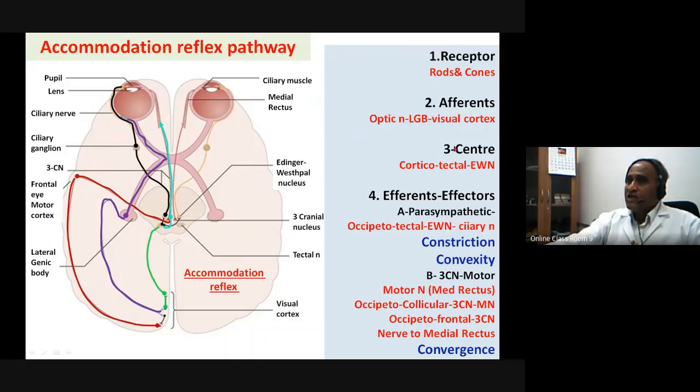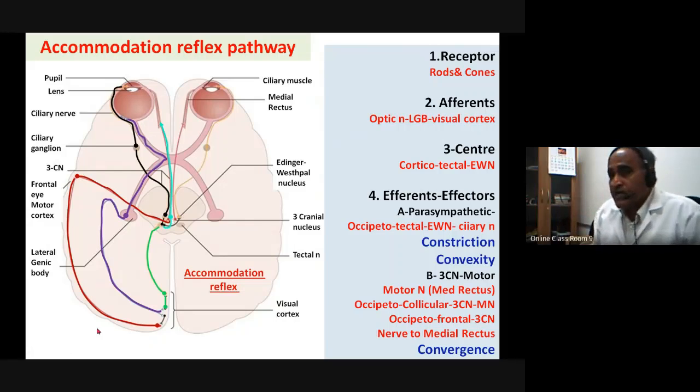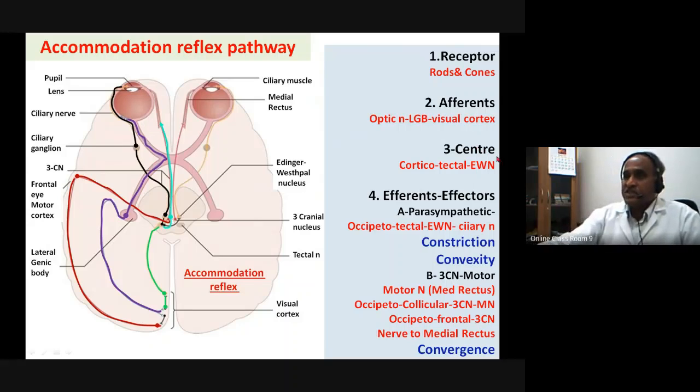And what are the centers? This is the visual cortex, the tectal nucleus, the Edinger-Westphal nucleus and the motor nerve nucleus. That means the mesencephalic or midbrain nuclei, and the nuclei in the occipital cortex and in the frontal cortex. That means there are three sets of nuclei which govern this. That is the center.